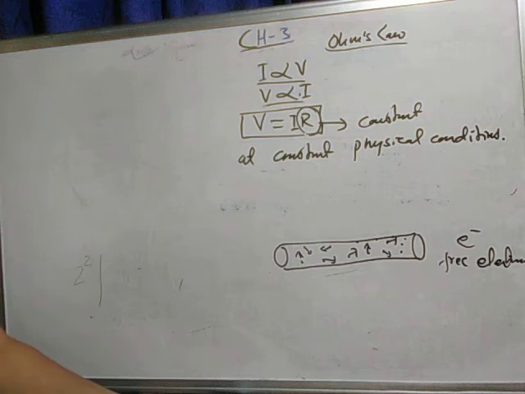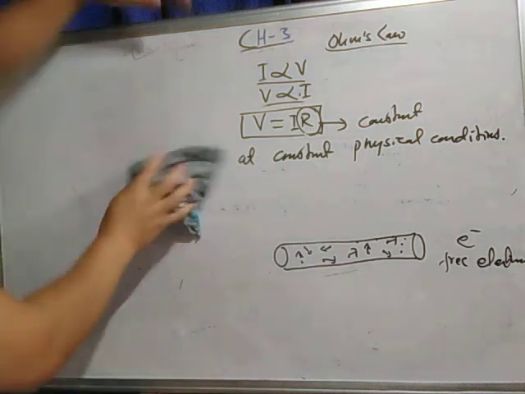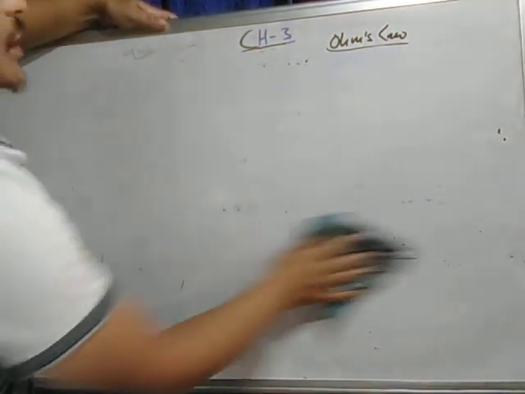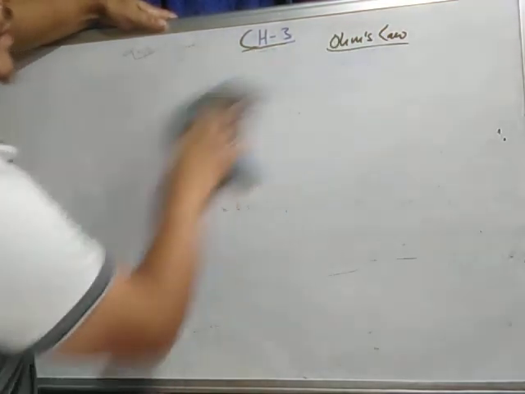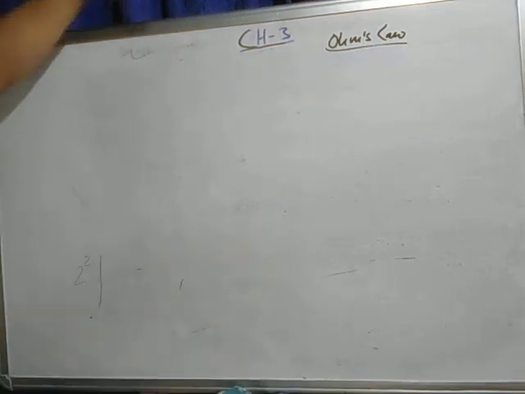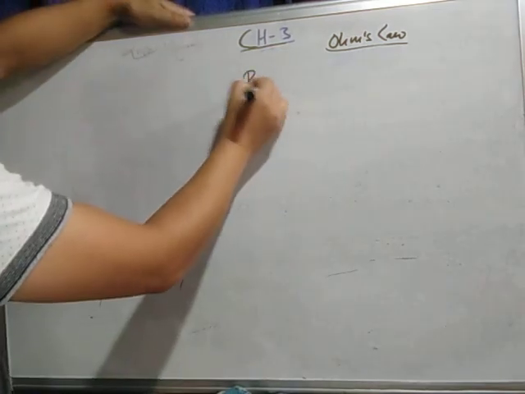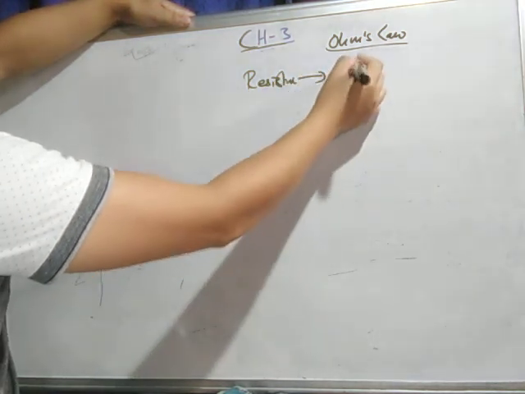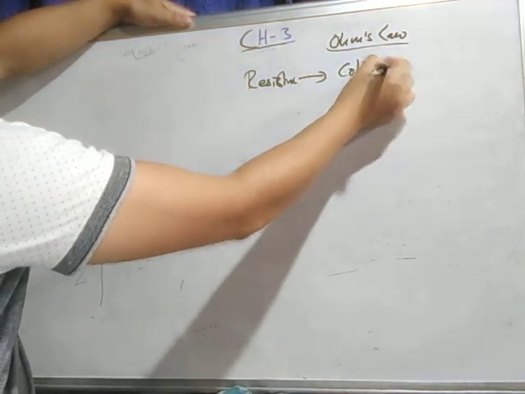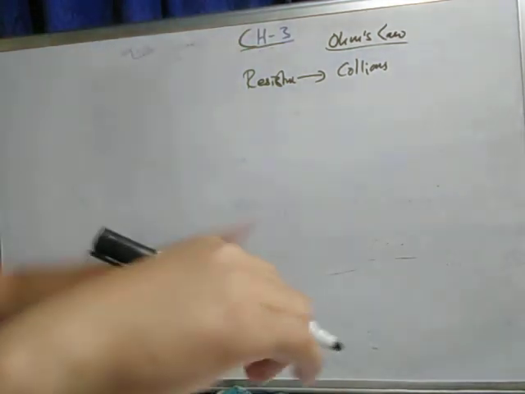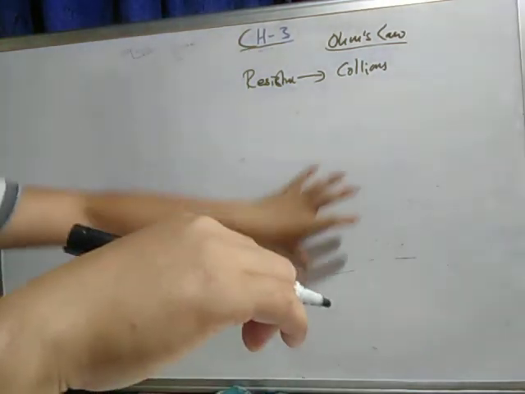So next we'll talk about this resistance. Okay, a little bit about resistance. So you know that resistance is due to collision of electrons and kernels, right? So resistance is due to collision between electrons and the other atoms, or you may say the kernels.